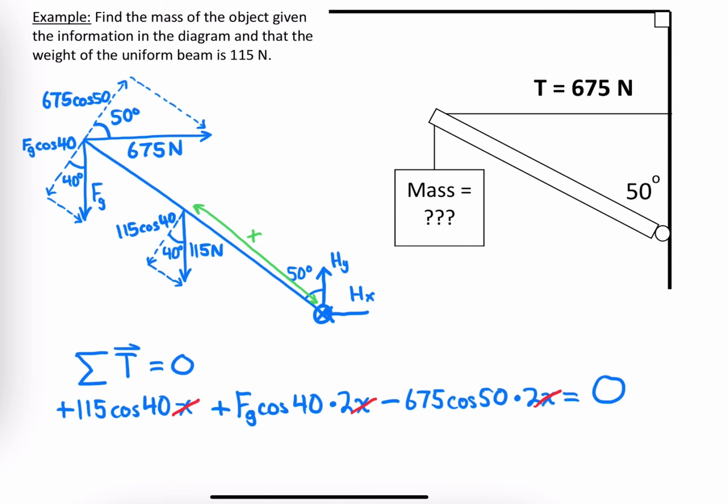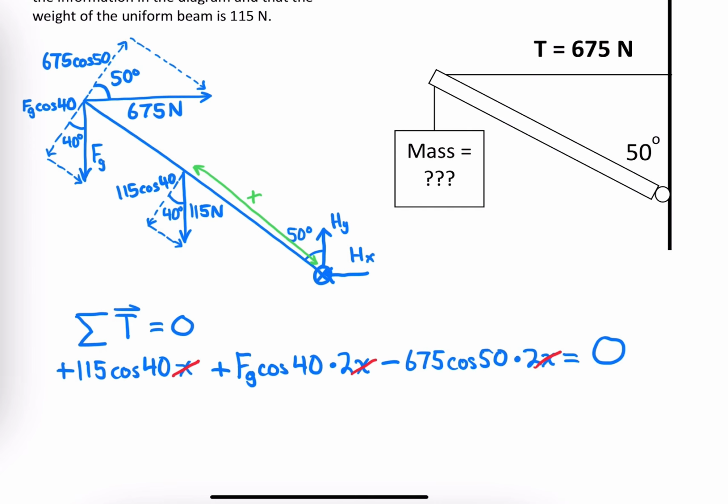So then I can rewrite this and solve for Fg. I'll do this in one step. So this negative 675 cos 50 times 2, I'm going to move that to the other side. Then I'll move my 115 cos 40 to the other side. And then I'll divide by cos 40 times 2 to get Fg all by itself.